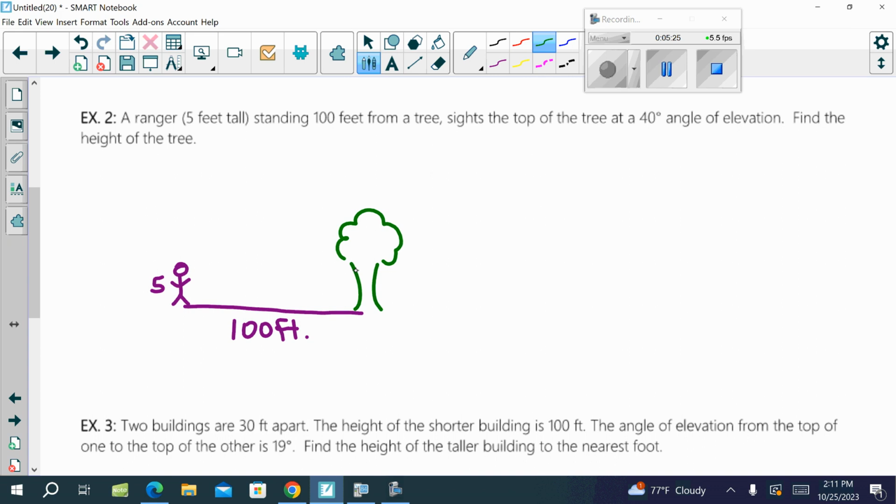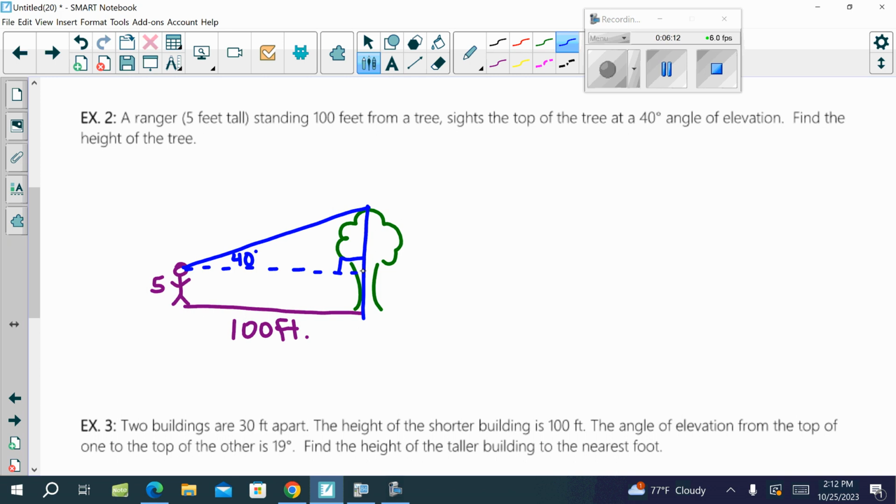He sights the top of the tree at a 40-degree angle. So before we can draw his angle of elevation, we need his what? Line of sight. Okay, so we need to draw in his horizontal line of sight first. And then we can draw his angle of elevation. So that 40, remember angles of elevation go inside the triangle from the horizontal line of sight and up. So we've got like a right triangle there, and we want to find the height of the tree.